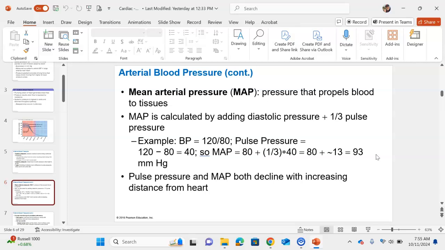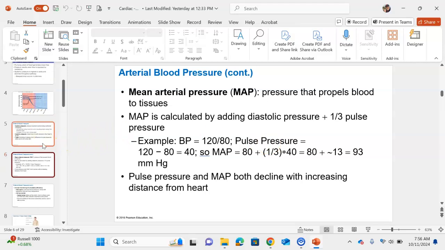And if MAP is too high, that's going to have a trickle-down effect, a negative effect at the capillary level, and perhaps damage them. If our blood pressure drops too low, MAP will also drop. And if pressure is too low, the body has a compromised ability to deliver blood to tissues, which again is kind of what MAP is. So just keep in mind the importance of both systolic and diastolic pressure and the importance of MAP. I always like to tell students MAP is mean arterial pressure. It's that pressure propelling blood to tissues.